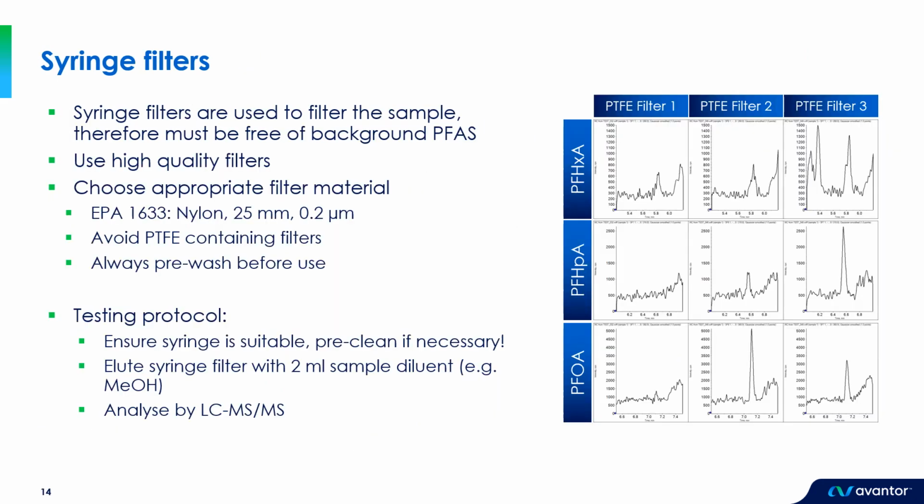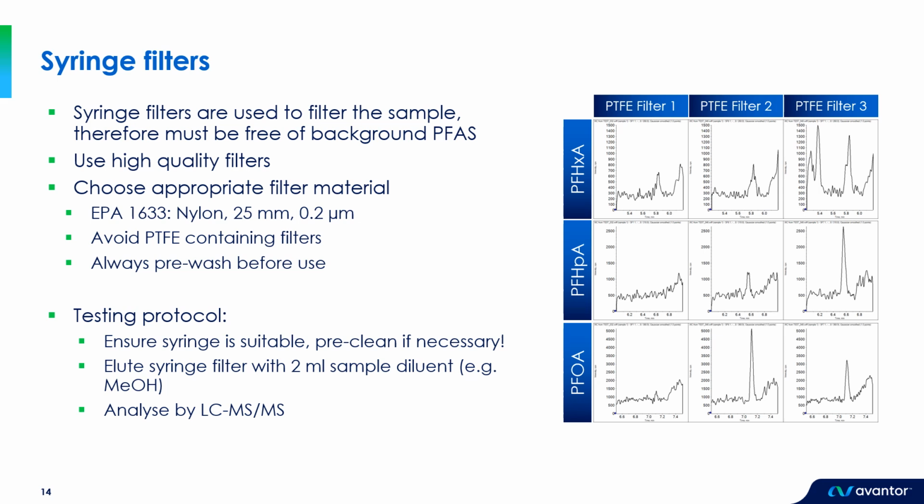So one of the steps in our analysis with possibly the highest potential for sample contamination is sample preparation. A common form of sample preparation, one of the simplest forms, is the use of syringe filters to remove particulates from the sample, which is particularly applicable to things like environmental water samples. It's crucial here to use high quality filters and choose appropriate filter materials. So for instance, EPA 1633 recommends using nylon filters and advises against using filters containing PTFE.